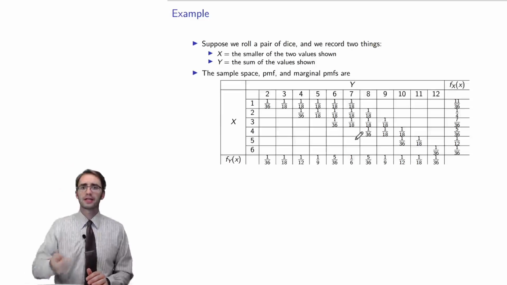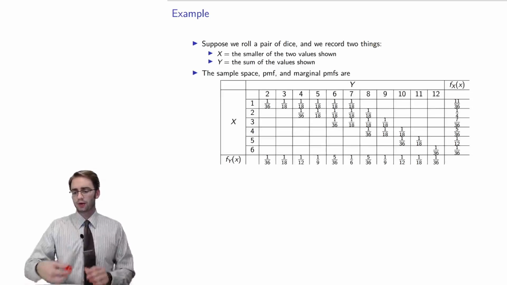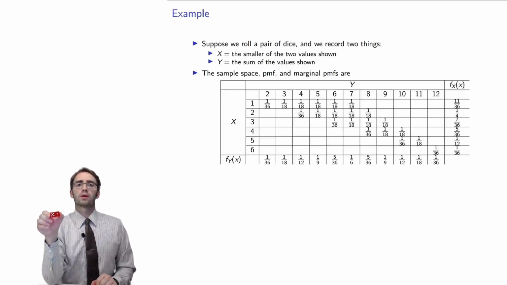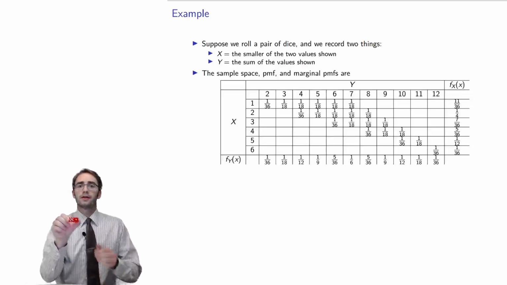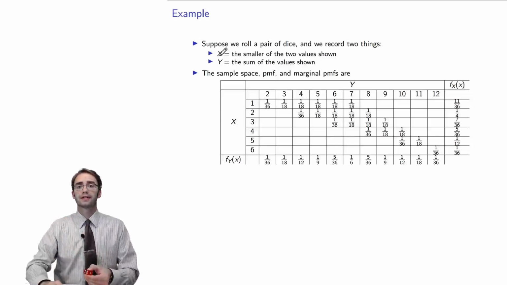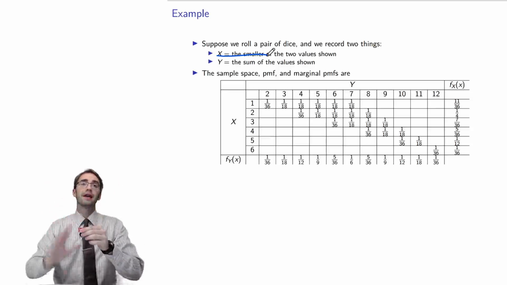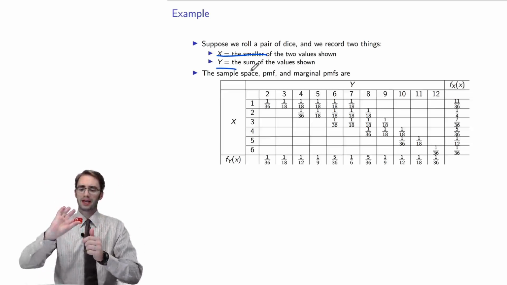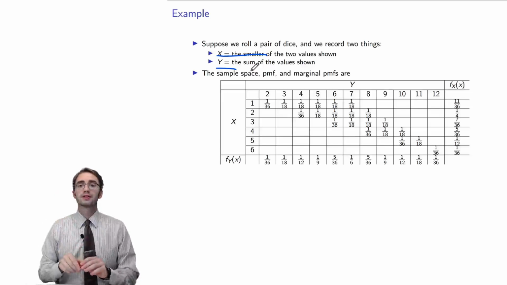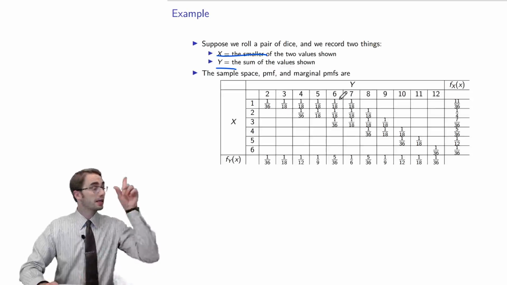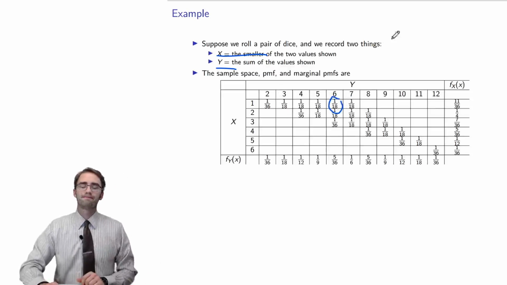So say I've got a pair of dice here, and I roll them, and I record two things. In this case you can see I've got a 5 and a 1. We're going to form a joint distribution by writing down the smaller of those two values. That's going to be X, and in this case that's the 1. Then Y is going to be the sum, and in this case 5 plus 1 is 6. So this would be the point X equals 1, Y equals 6, and you can see that lies right here in the table. The probability of this happening is 1 on 18.